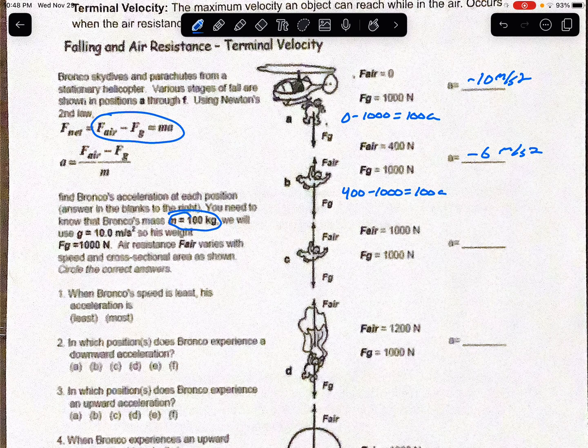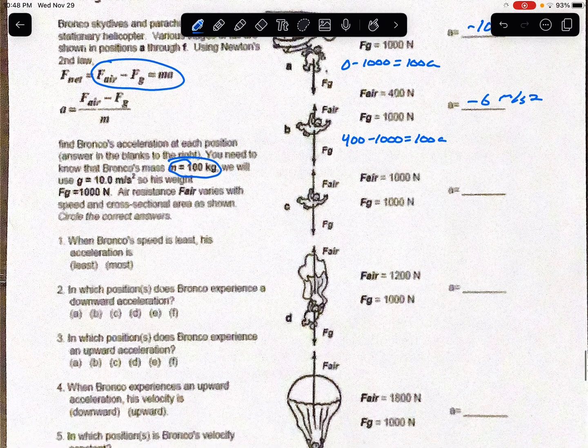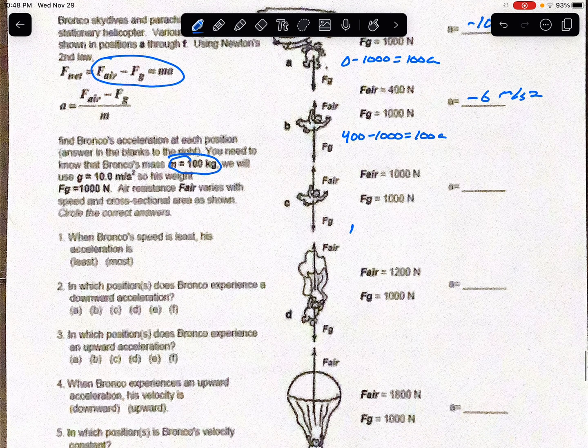so you're going to start reaching that terminal velocity. Now, at point C, our F air resistance is equal to our Fg, so 1,000 minus 1,000 equals 100 times a. Well, that means my acceleration is going to be 0. So at point C, that is when I reach my terminal velocity. That means air resistance and gravitational force equal out, so you are no longer accelerating.